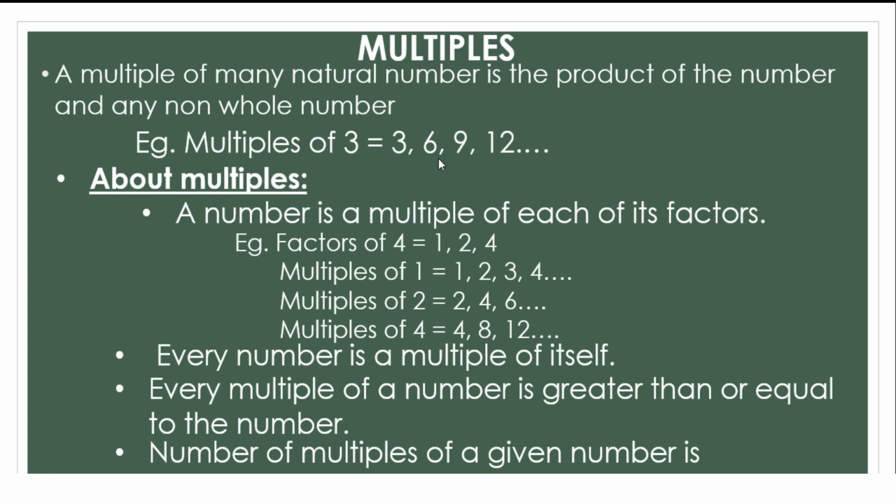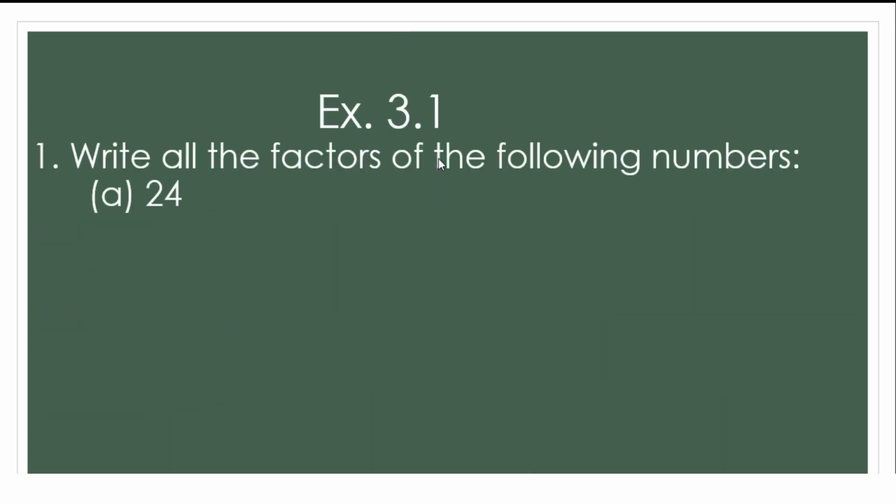Okay. Next, let us move on to the exercise. Exercise 3.1. Write all the factors of the following numbers. Here the question is 24. So we must find in which tables 24 will come. We'll check with 1. Do we get it in the 1 table? Yes. 2? Of course. 3? Yes. 4? Yes. 4 6s are 24. Let us see how it is: 1 24 is 24, 2 12s are 24, 3 8s are 24, 4 6s are 24.